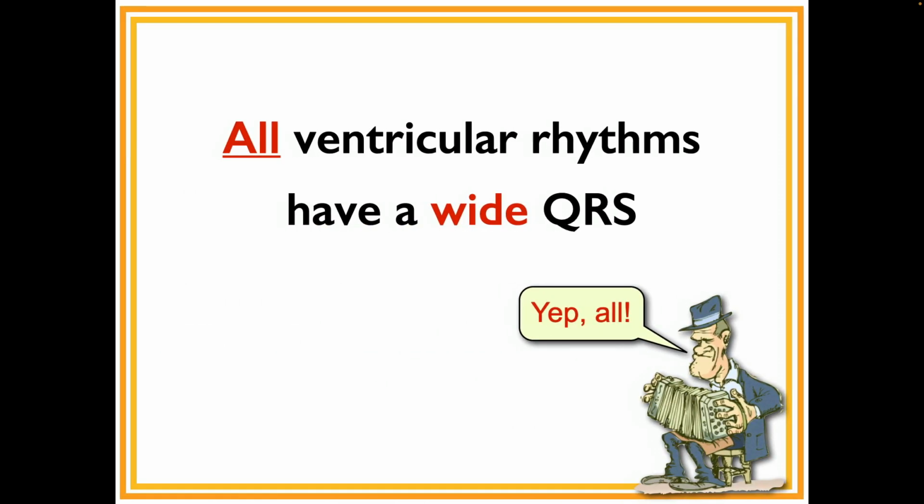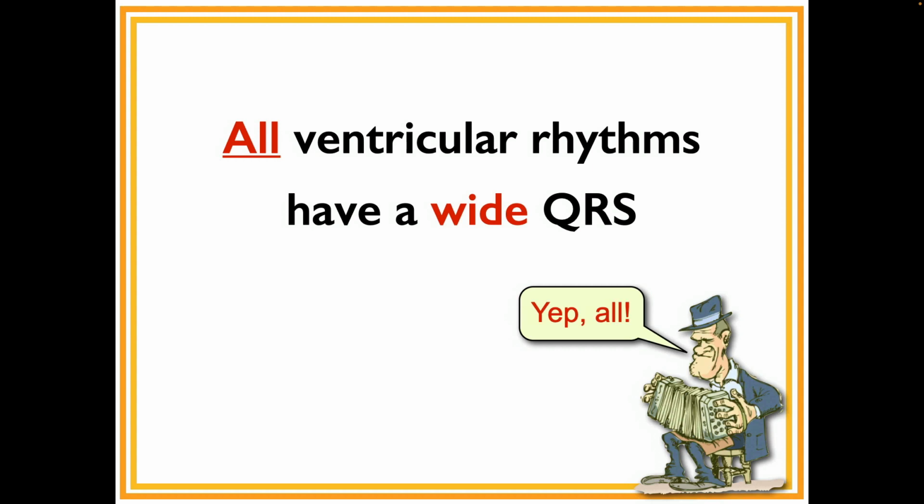So, all ventricular rhythms. Now, remind us, Cody, when we say ventricular rhythms, what does that mean? Where do those rhythms originate? In the ventricles. So any rhythm that originates in the ventricles, ventricular tachycardia, accelerated idioventricular rhythm, has a wide QRS, okay? Any rhythm that originates in the ventricles has a wide QRS.